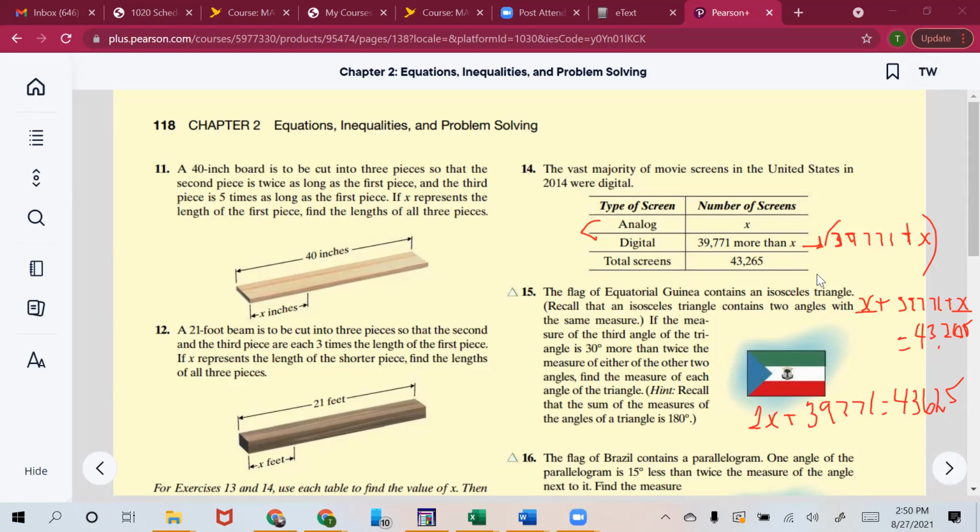This is the only calculator I can get a hold of right now. So we're going to do 43,625 minus 39,771. And then I'm going to divide that by 2. So hopefully you're working this out on your piece of paper as we go. If I divide that by 2, that's going to give me 1,927. So what that tells me, let me erase some stuff here so I've got room to write.